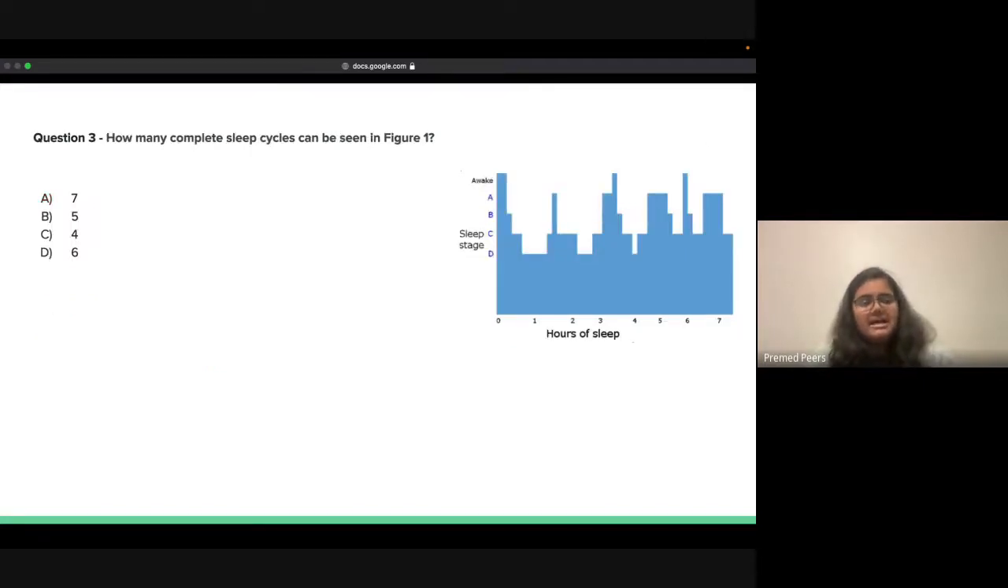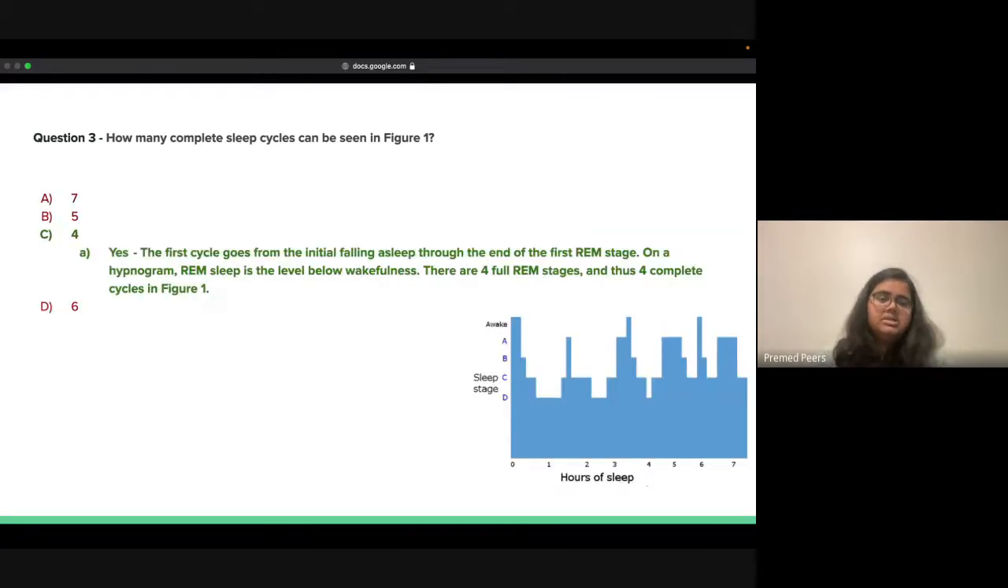Okay, question 3, how many complete sleep cycles can be seen in figure 1? So the first cycle goes from the initial falling asleep through the end of the first REM stage. On a hypnogram, this REM sleep is the level below wakefulness. There are four full REM stages, and so there are going to be 4 complete cycles in figure 1. So this asks you to understand what the different stages are associated with on this graph.